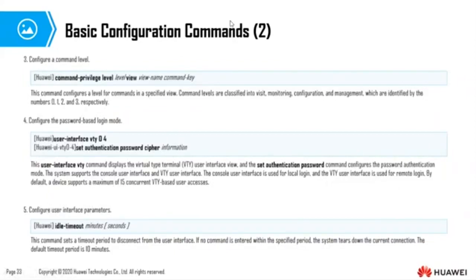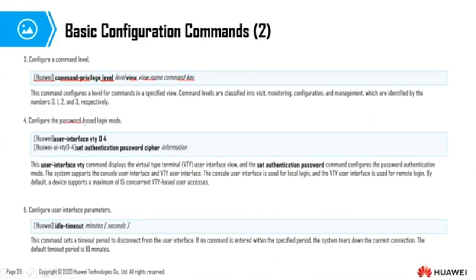We can also configure command level. The command to do that, first thing, you have to be on system view to configure command level and command privilege. So you start with the keyword command privilege, then level, and then you give it a value between 0 and 3, then view name and the particular command that you want them to see.